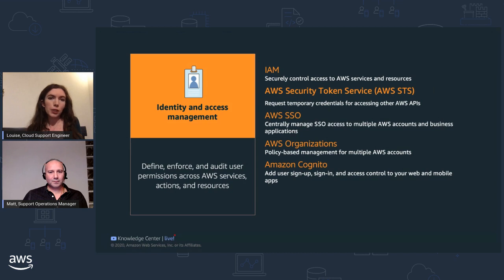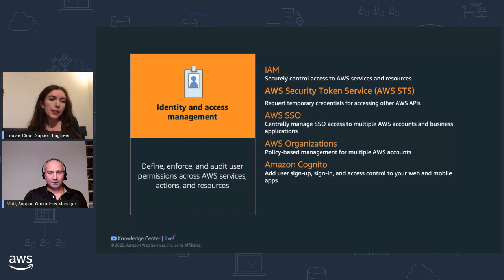So the first pillar we'll go into more detail on is identity and access management. So identity and access management are key parts of an information security program, ensuring that only authorized and authenticated users are able to access your resources and only in a manner that you intend. So with this, we have many best practices which we encourage our customers to implement, such as granting least privilege access, protecting AWS credentials, and using multi-factor authentication, MFA.